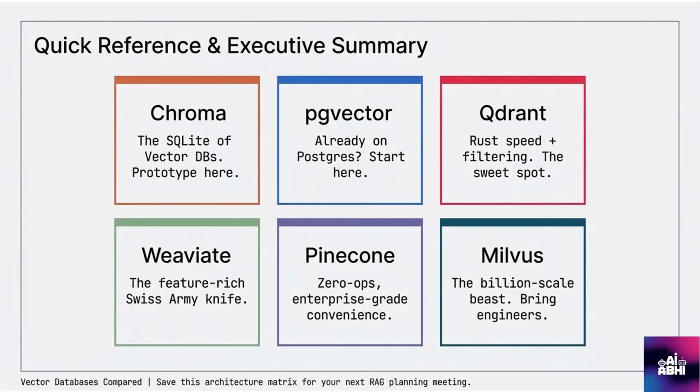Hot take number three, Qdrant is the most underrated vector database right now. Rust performance, advanced filtering, generous free trial, great documentation. It deserves more attention. Hot take number four, most people watching this video do not need a dedicated vector database at all. If you have under 1 million vectors, Chroma or pgvector will handle it easily. Stop optimizing infrastructure and optimize your chunking strategy instead.